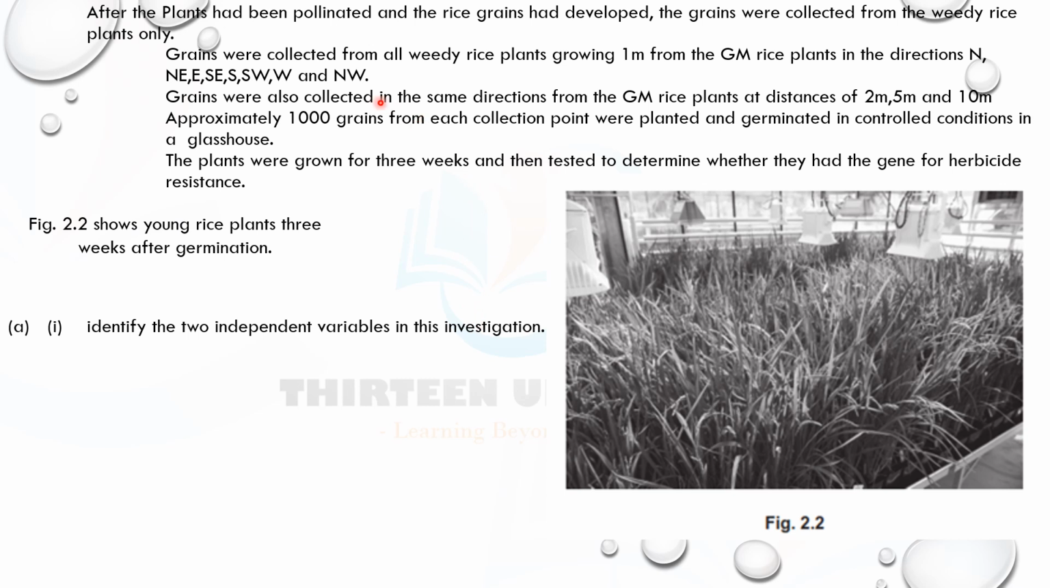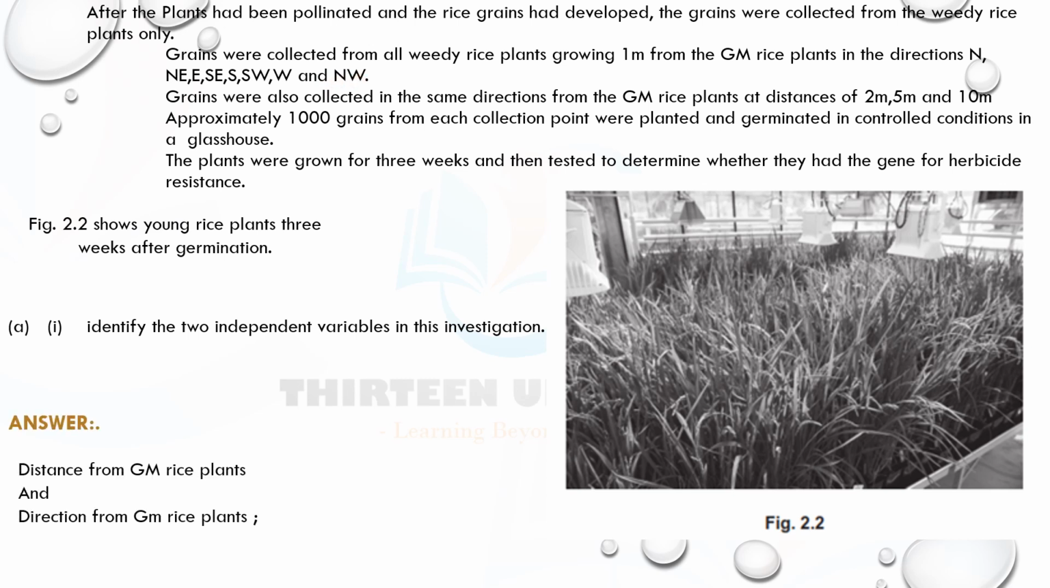Okay, you can see the first one is distance from GM. So distance from GM: 2 meters, 1 meter, 2 meters, 10 meters. The second one is direction of wind flow. Direction of wind. Can you see? Different directions of wind. We have north, northeast, south, and this northwest. See it there.